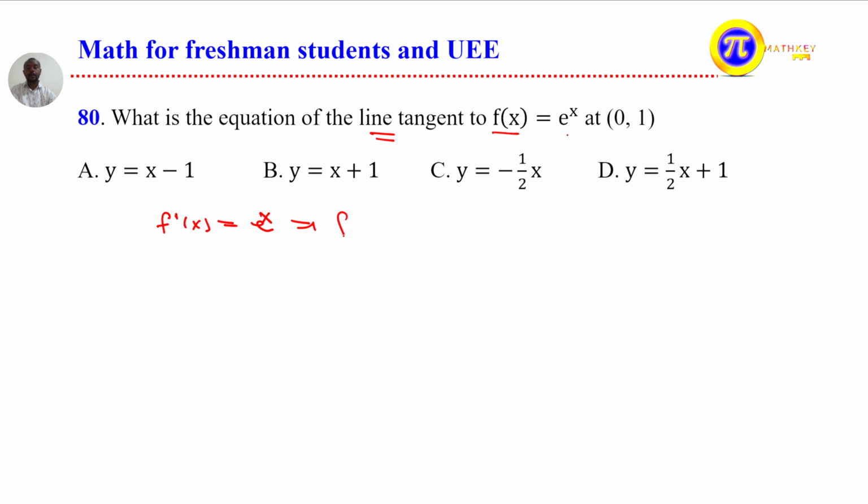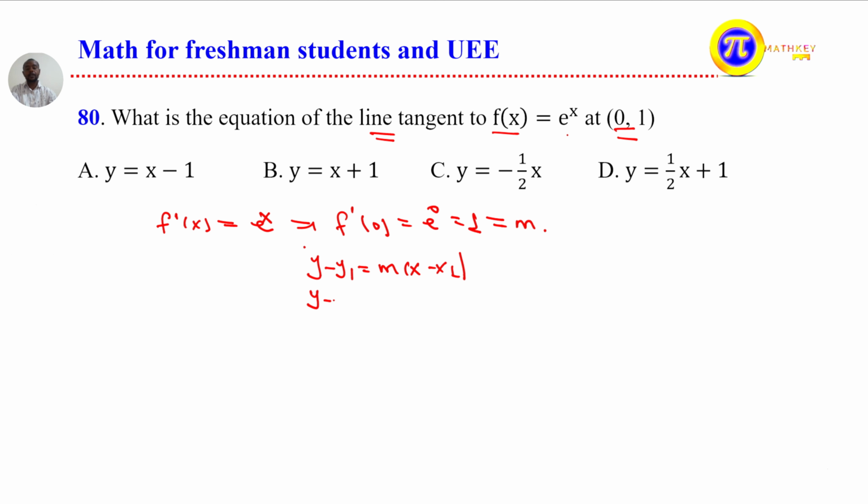Which implies that f derivative at the given point 0, when we substitute, is e to the power of 0, which is equal to 1. 1 is the slope of your line which is tangent to the given function f of x. If we have the slope as well as a point, the equation of the line is y minus y1 is equal to what? This is m times x minus x1.